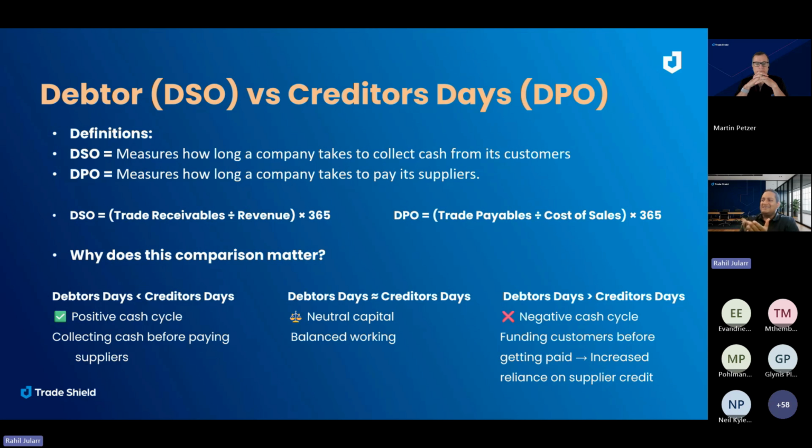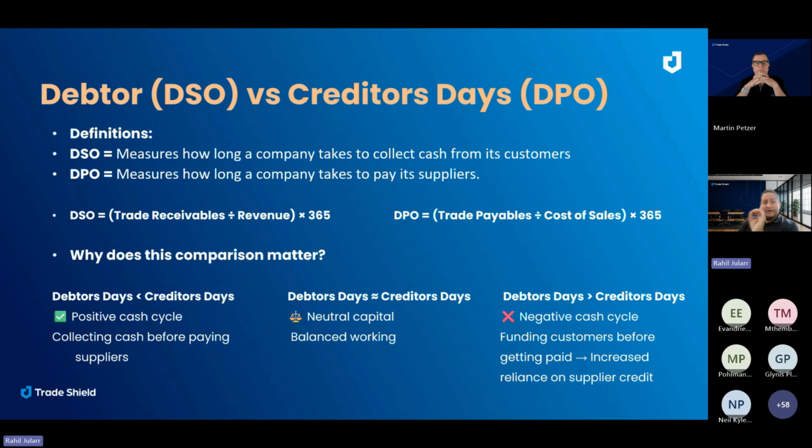If your debtor days and your creditor days are roughly equal, and I've never seen this, particularly at the big FMCG companies, their debtor days are usually around 30, 35, and their creditor days are anywhere close to 80. And we all know this. But if it's largely equal, it's neutral capital, and it's a balanced working capital position.